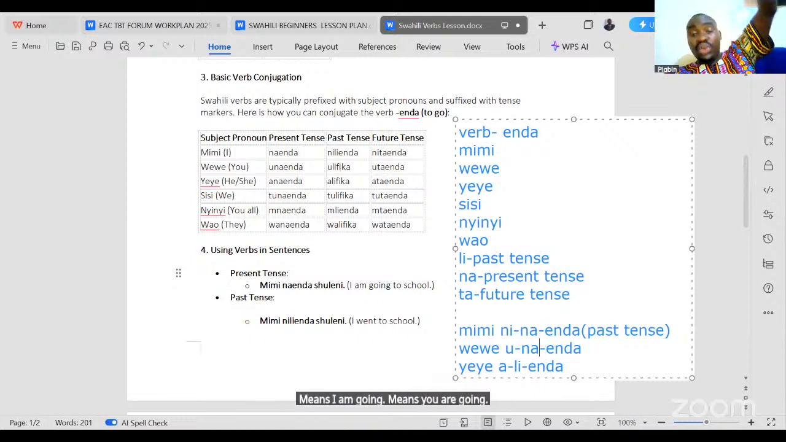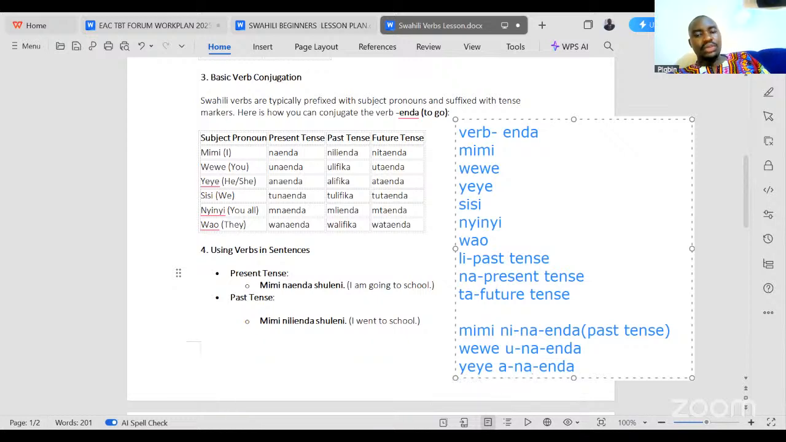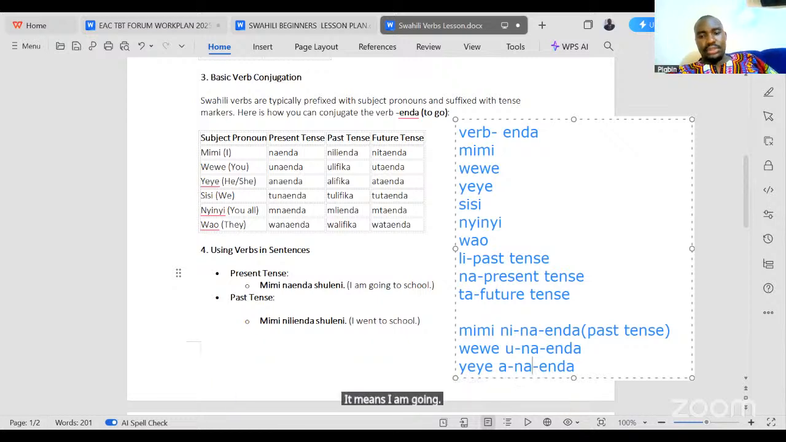For he or she is going, which is yeye and alienda, we replace li with na to say yeye anaenda, which means he or she is going. He hasn't finished going, but he's going. Naenda means I am going. The same thing. Anaenda, unaenda, ninaenda.